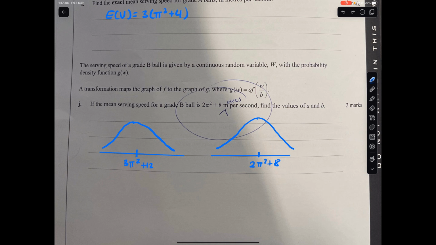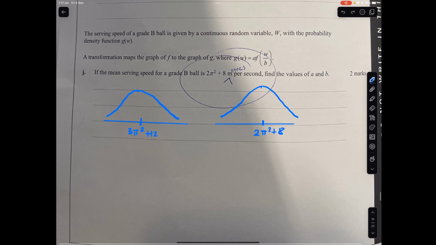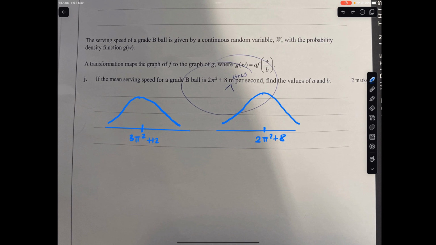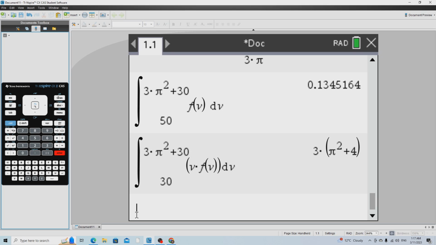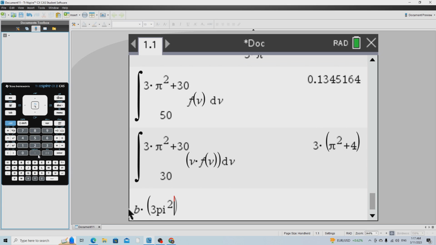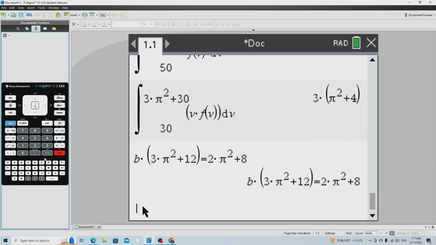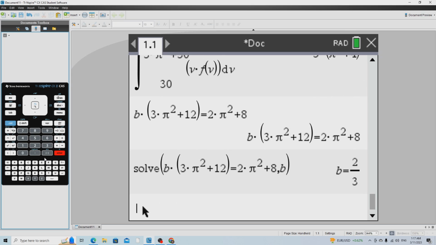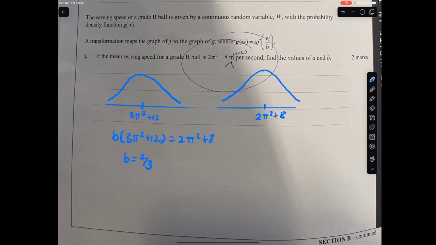So what I would do to find that value of b is, this is our original, and it's been multiplied by b to get this. So we can ask, what value of b multiplies this to get us to this? Let's just use our calculator. So b times 3 pi squared plus 12 should equal 2 pi squared plus 8, and we want to solve for b. We get b equals 2 over 3. So your b value is 2 on 3. Okay, we got our b value.